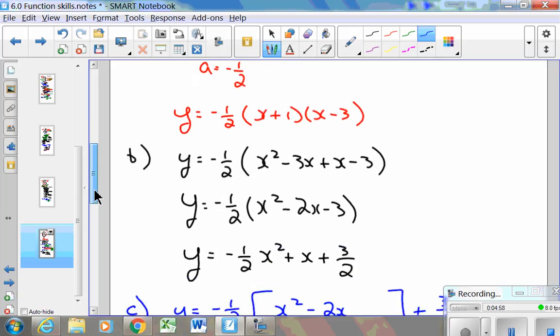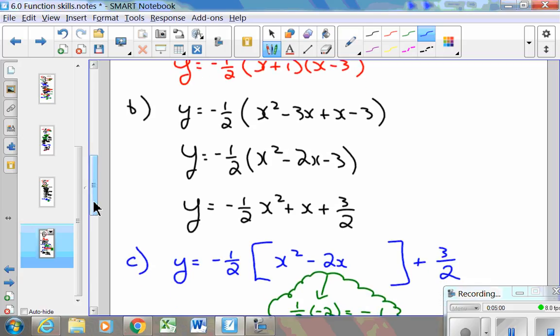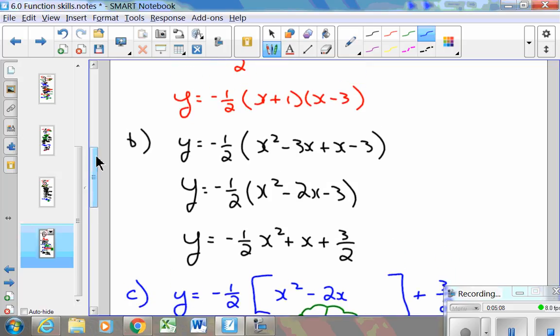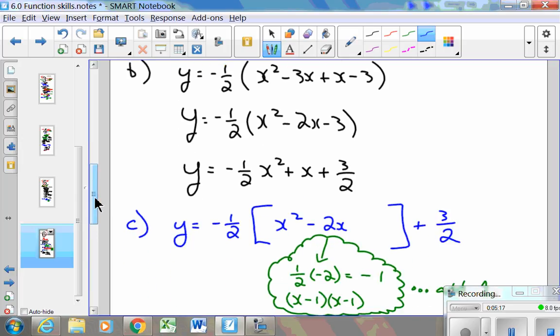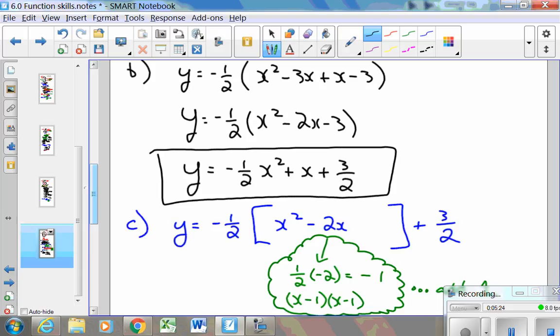So all the way through now, whichever form of my equation I'm going to work with, I have to make sure that my negative 1/2 is always the a value. Expanding things from zero to standard format, I'm just doing algebra, multiplying things out, and then I distribute through times negative 1/2, and now I have an equation that is in standard format. So y equals negative 1/2 x squared plus x plus 3/2 is standard format.